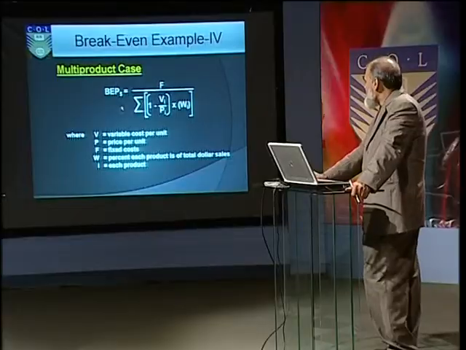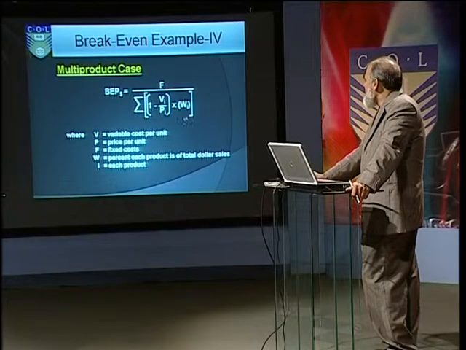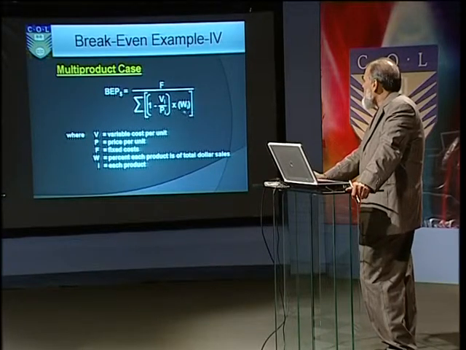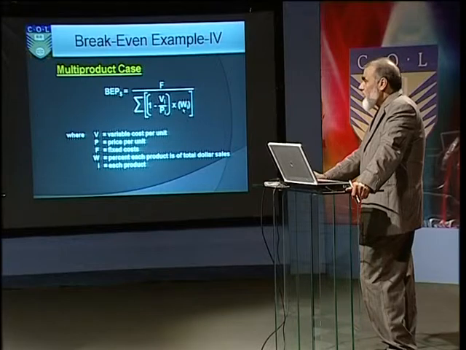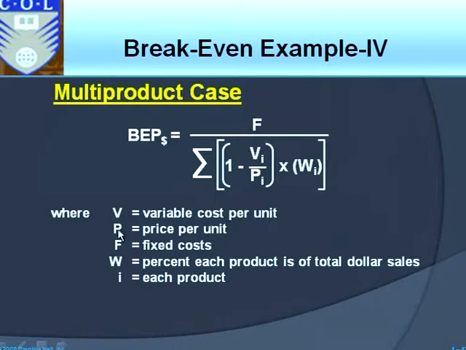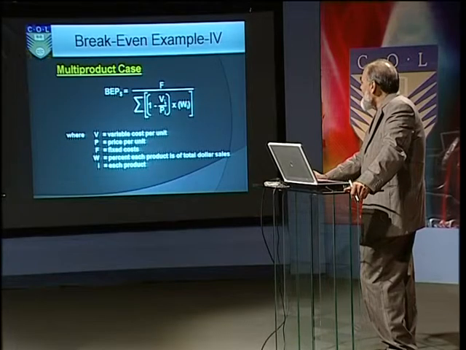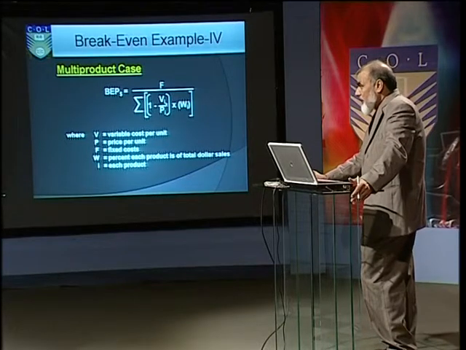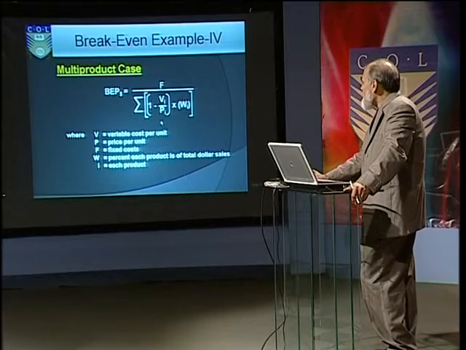Okay, in break-even analysis, obviously we do the same thing, but replicate it a number of times, for which we have break-even point, for example, in dollars. For the multi-product case, we have a summation and the same equation with W_i. I and W are new parameters which we add in the multi-product case. V is variable cost per unit as usual, P is price per unit, F is fixed cost as usual, W is the percent each product is of total dollar sales, and I is each product. It will be 1, 2, 3, 4, 5, 6. I will replace it with a product number, and we'll use this equation to come up with the multiple product case.